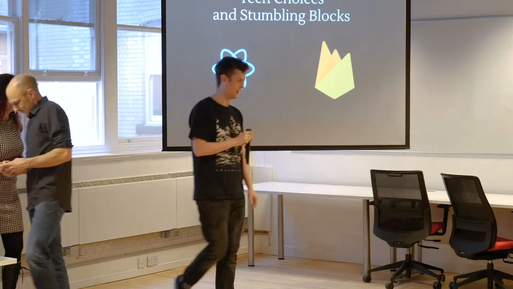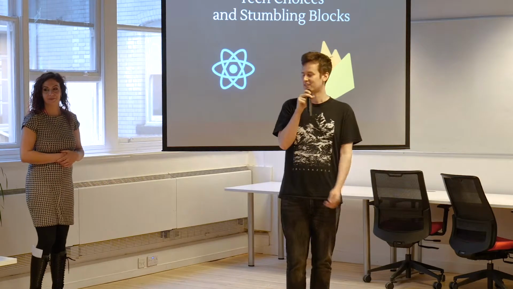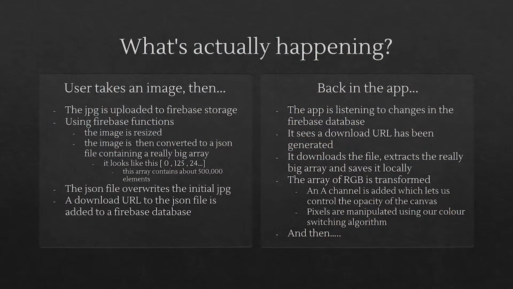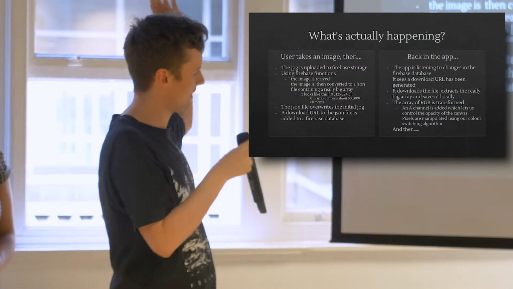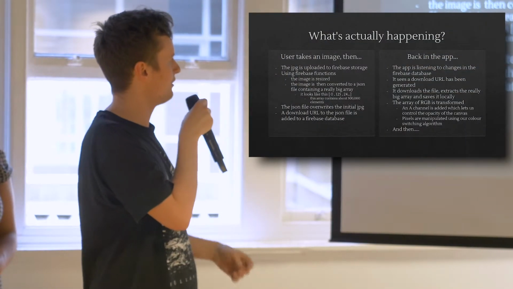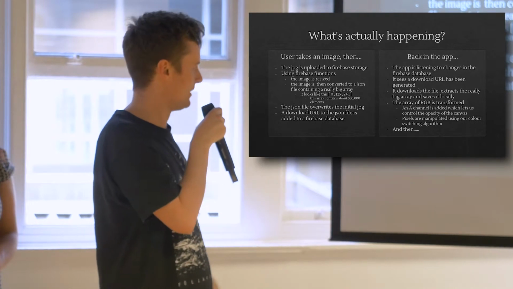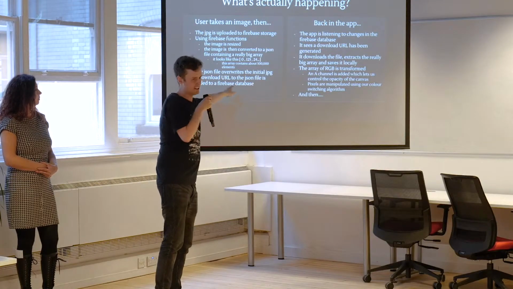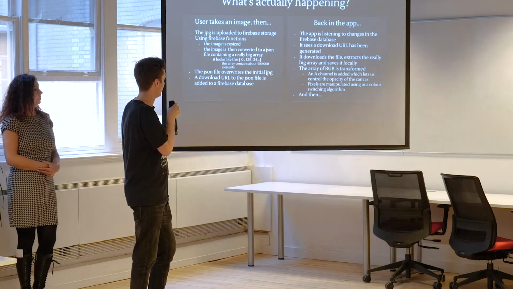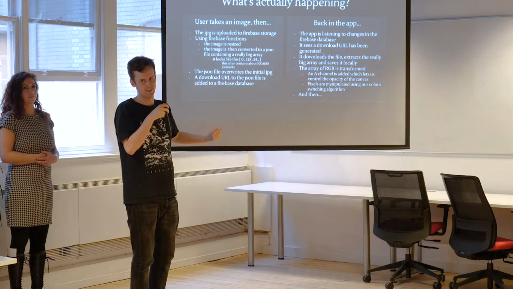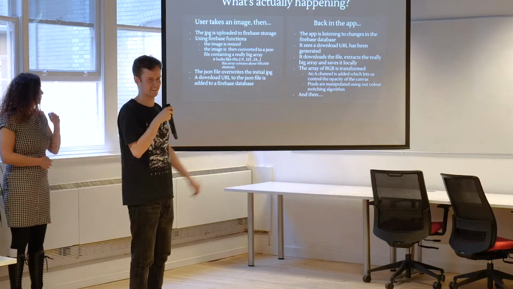Thank you. Hello. As you can hear, doing this just became more and more convoluted and complicated as time went on. So I'm going to try and explain what's actually happening when the app takes a picture. The user takes an image. That JPEG is uploaded to the Firebase storage. Using the Firebase cloud functions, we resize the image, make it a little bit smaller. The image is then converted into a really big array inside of a JSON file. It looks like this, and there's about 500,000 elements in that array. Looping over 500,000 things is ace.